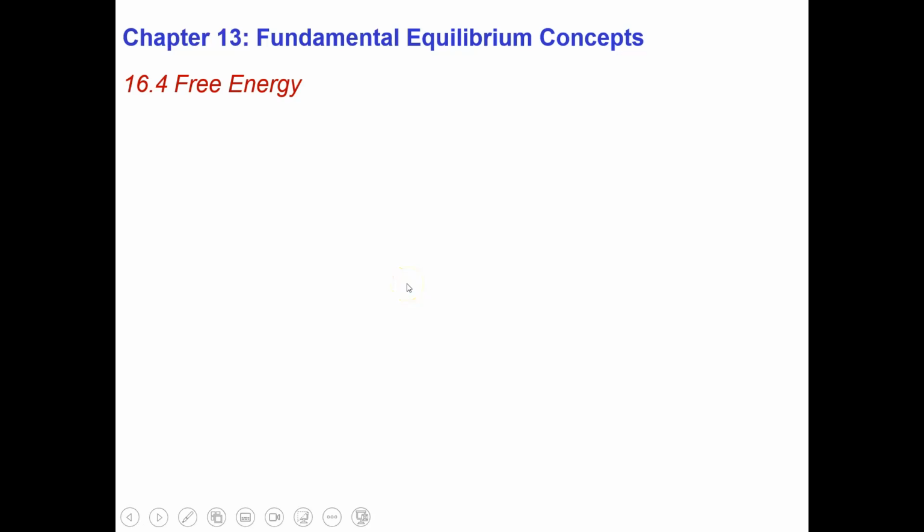Having learnt a little bit about some equilibrium concepts, we're now able to go back and have another look at the end of chapter 16, 16.4, and discuss how these concepts are related to the free energy changes accompanying a reaction.